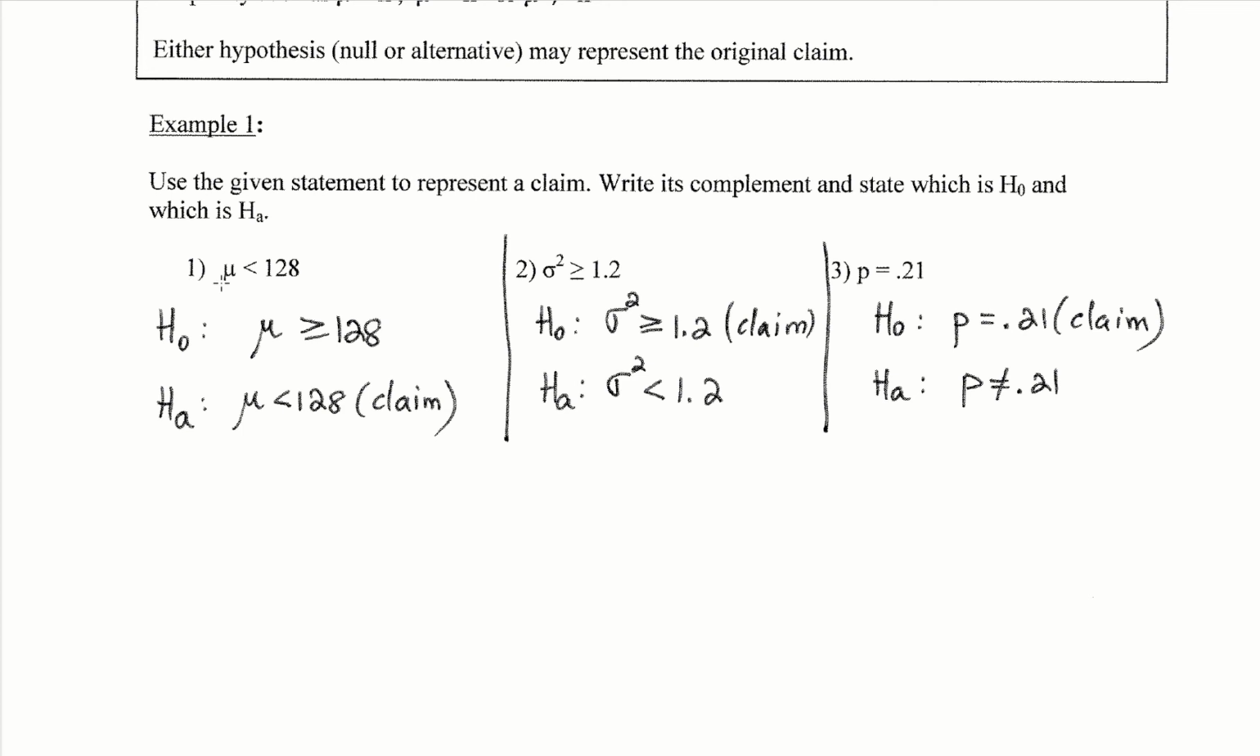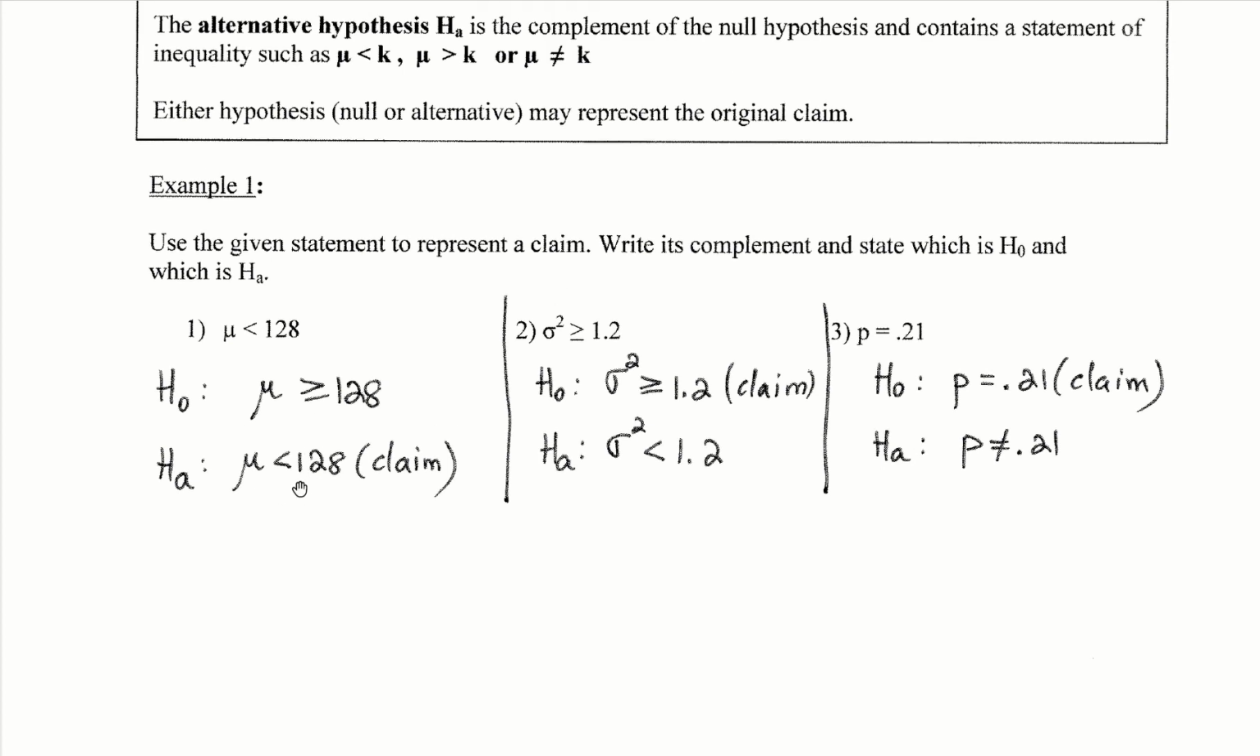For the first part, they say that the mean is less than 128. Because this is strictly less than, that's going to make it the alternative hypothesis. So in this case, HA, which is the alternative, that's going to be the claim. The mean is less than 128. The opposite of less than would be greater than or equal to, and so that would be our null hypothesis.